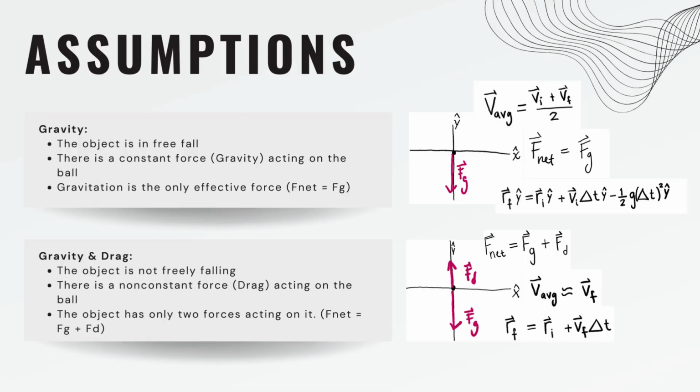Then it was time to set up two different computational models, one with gravity only and one with both gravity and drag. While making those models, I kept in mind a few assumptions. For gravity only, I assumed that the object was in freefall, that there was a constant force acting on the object, and that gravitation was the only effective force. For gravity with drag, I assumed the object was not freely falling, that there was a non-constant force acting on the ball, and that the object had only two forces acting on it.